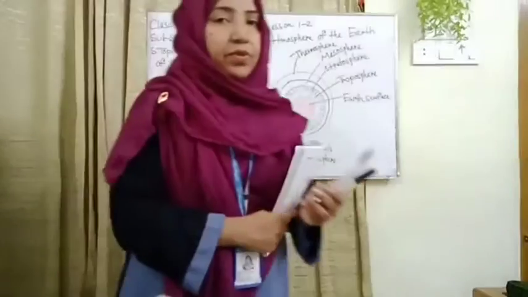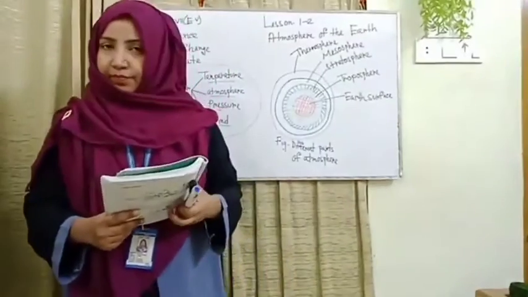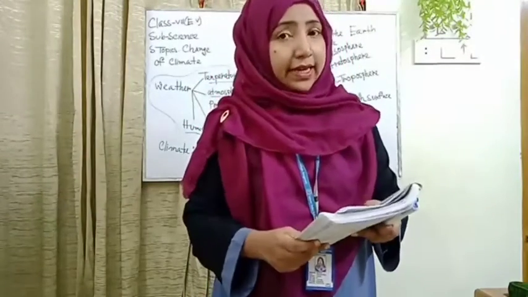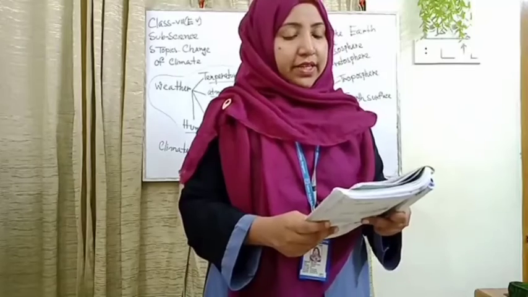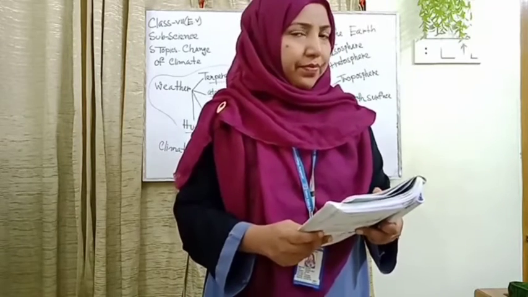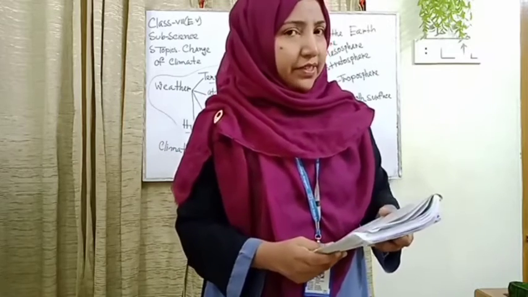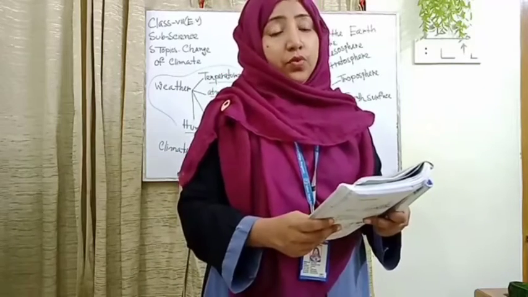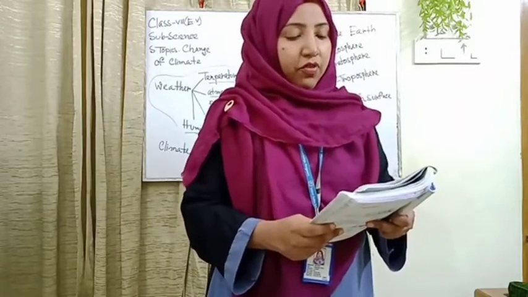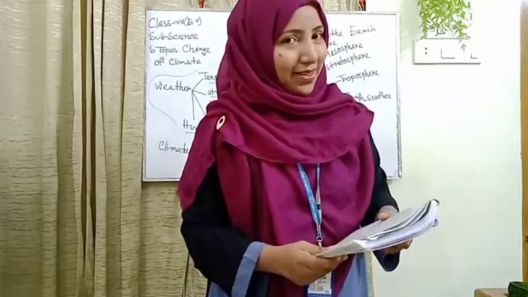Now if you see the books, what is the weather? Basically, temperature, atmospheric pressure, wind and humidity of the atmosphere of an area for a limited time. Only the limited time is called weather. Overall, the weather of an area for many years is called climate.